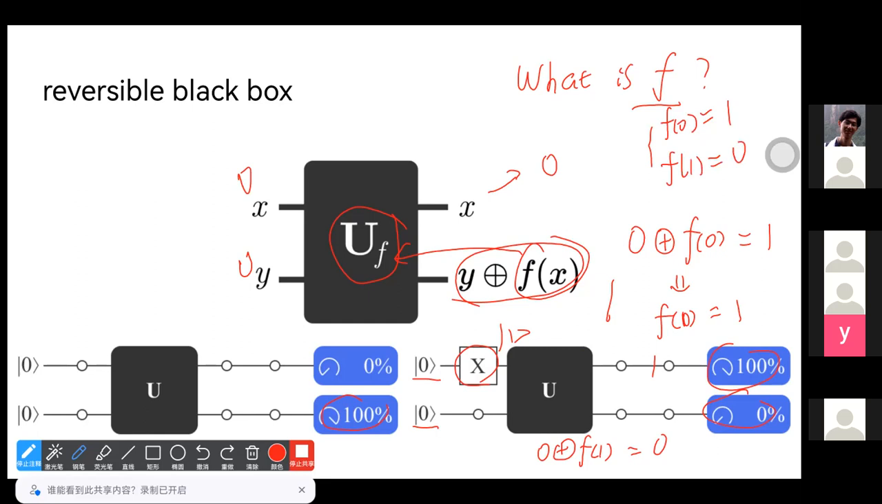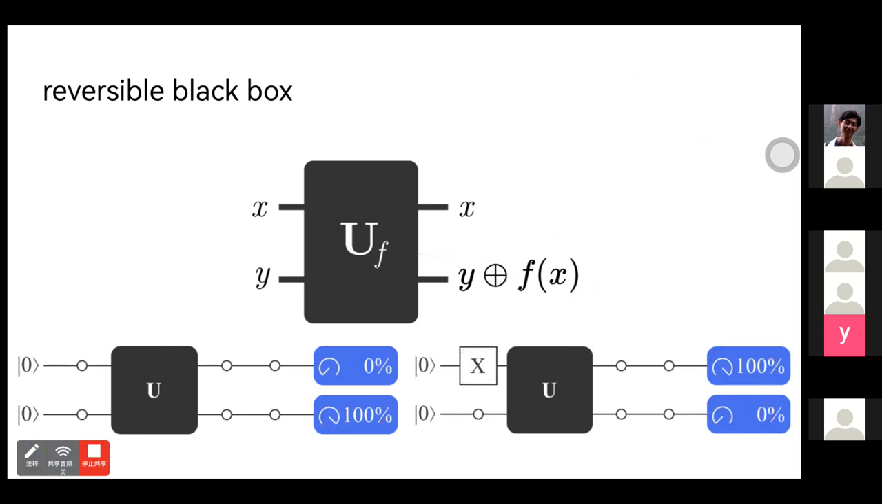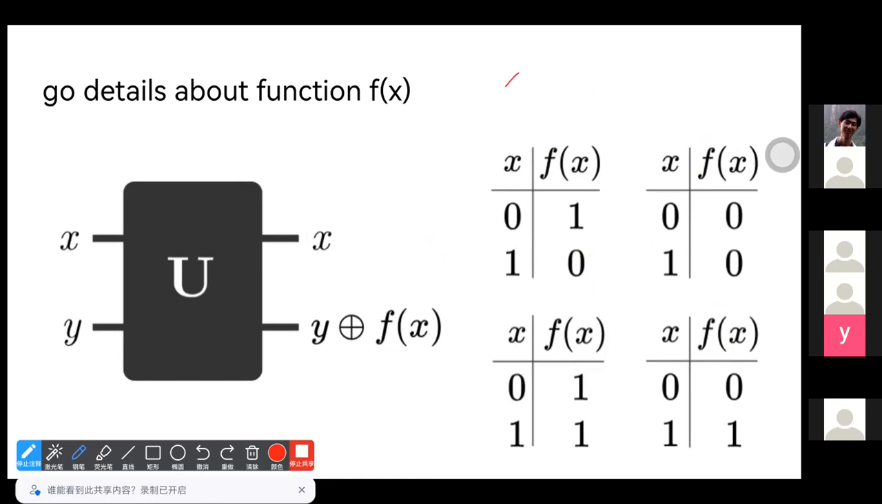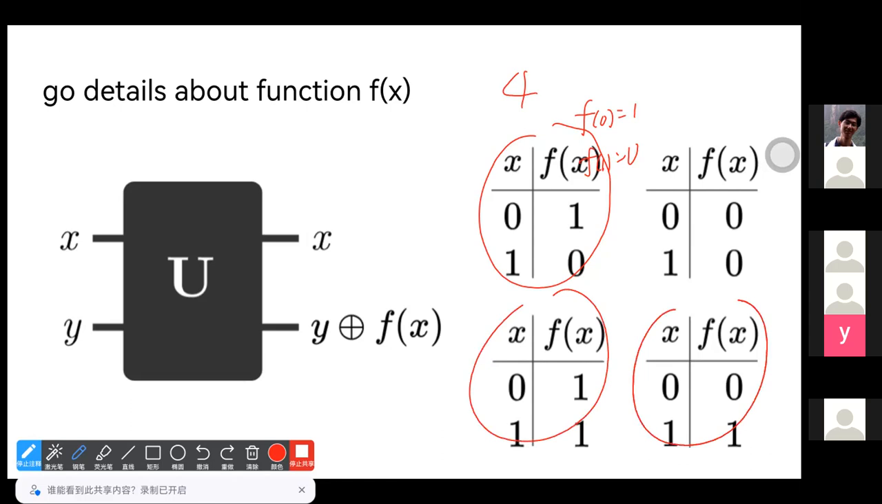This is how to get the black box, and there are multiple possibilities for f(x). That's because there's only one qubit for f, so there are only four possibilities. The first possibility is that f(0) equals one and f(1) equals zero, which we just mentioned. And there are also other possibilities for f(x). So now our work is to get f(x), to choose only one possibility. So this is the question.